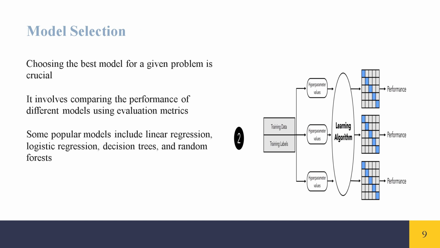Choosing the best model for a given problem is crucial. It involves comparing the performance of different models using evaluation metrics. Some popular models include linear regression, logistic regression, decision trees, and random forests.